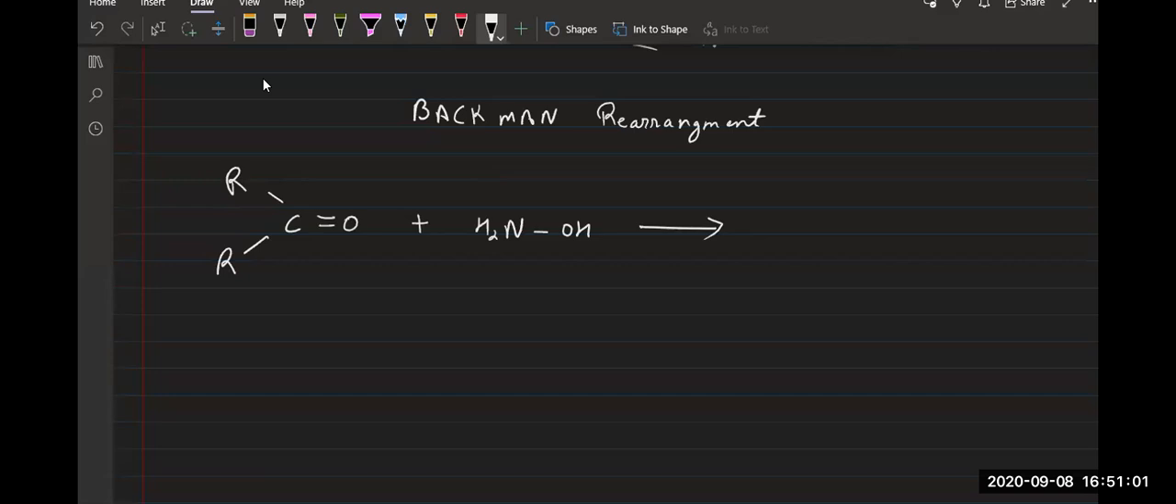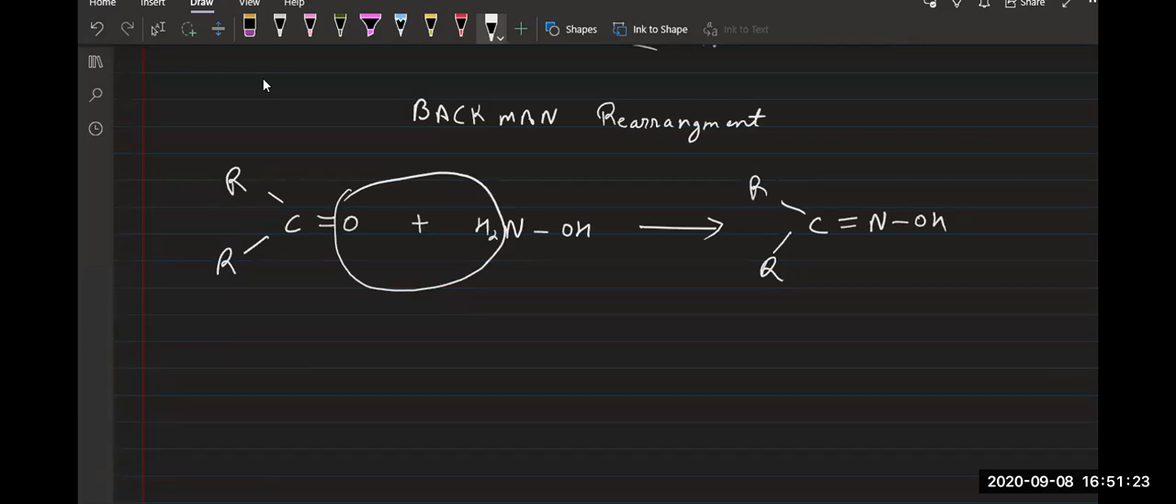Yes. So what will happen? This H2 will be removed, this H2 will be removed. I'm just making the product, because I expect you to know this reaction. So this will be your product. Agree? Agree, everyone? Okay.